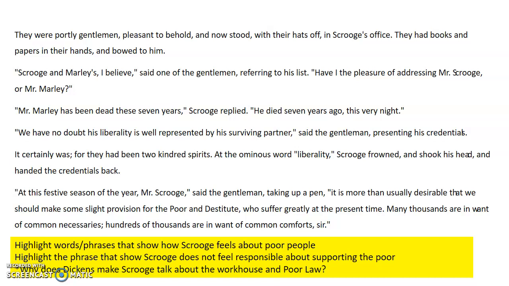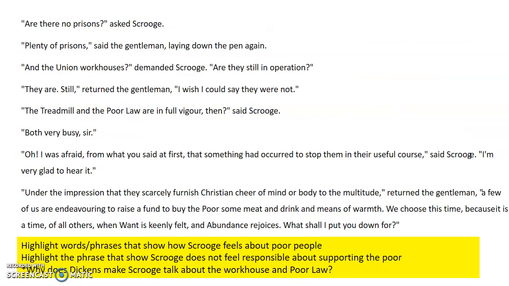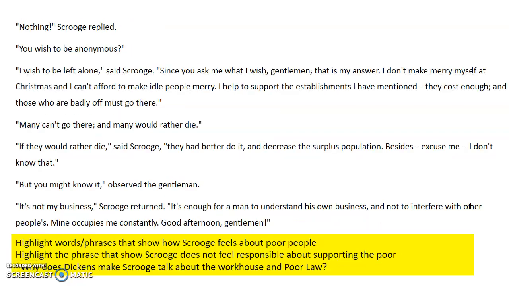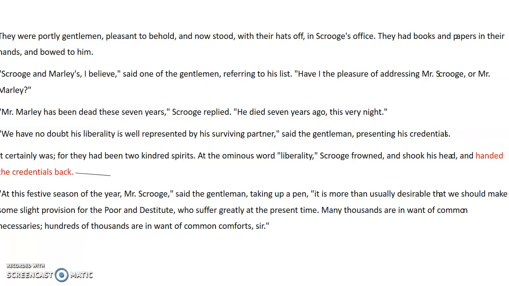Again, have a look at this extract, pause it, have a look at the prompts and the questions that I've put at the bottom, and then we can make those contextual links between the text and Malthus. Right, let's go through them then.